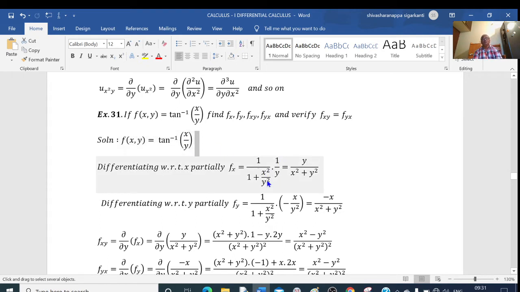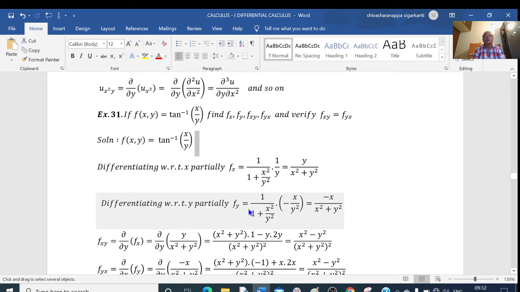If I take the LCM here, y square is the LCM, this becomes x square plus y square, and this y square goes to the numerator. Y square by y gives 1 y in the numerator, that is y by x square plus y square. This is our fx.